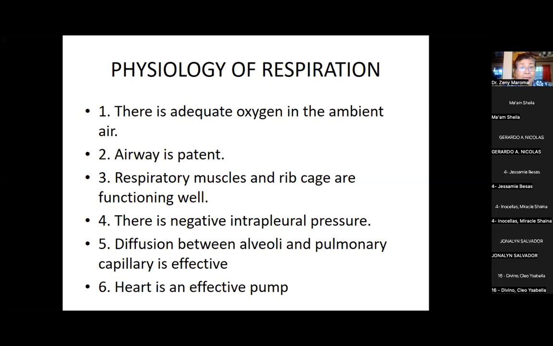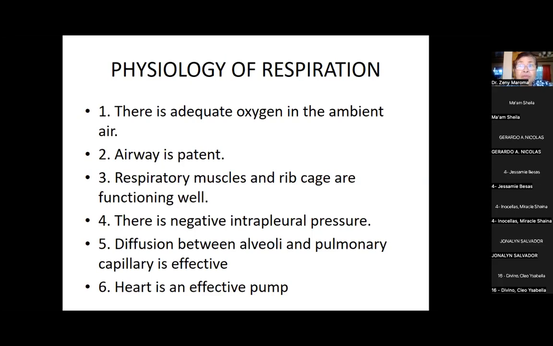And if ever this first criterion is violated, what are those situations which affect requirement number one? For instance, those clients who are victims of landslide, di ba natabunan sila ng lupa, there's total absence of oxygen. So therefore, it leads to sudden death. And natabunan sila ng buhay.